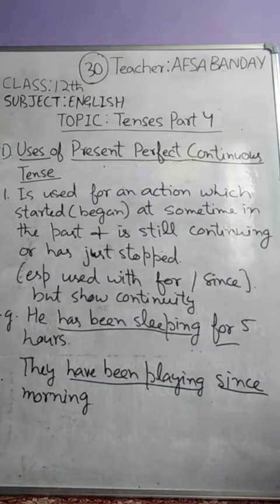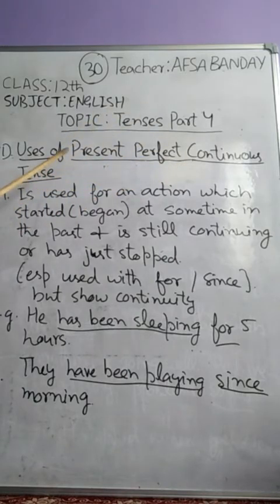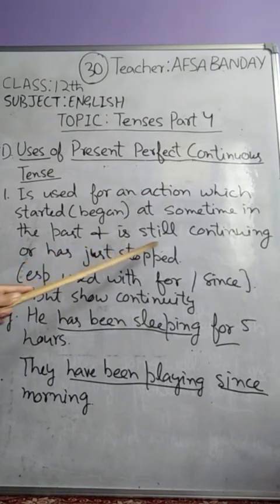Now coming to uses of present perfect continuous tense. And as you know that in this we use has or have as helping verbs plus been, and then the present participle form, or what we also call the ing form of the verb. Its first use. It's used for an action which started or began at some time in the past and is still continuing or has just stopped.